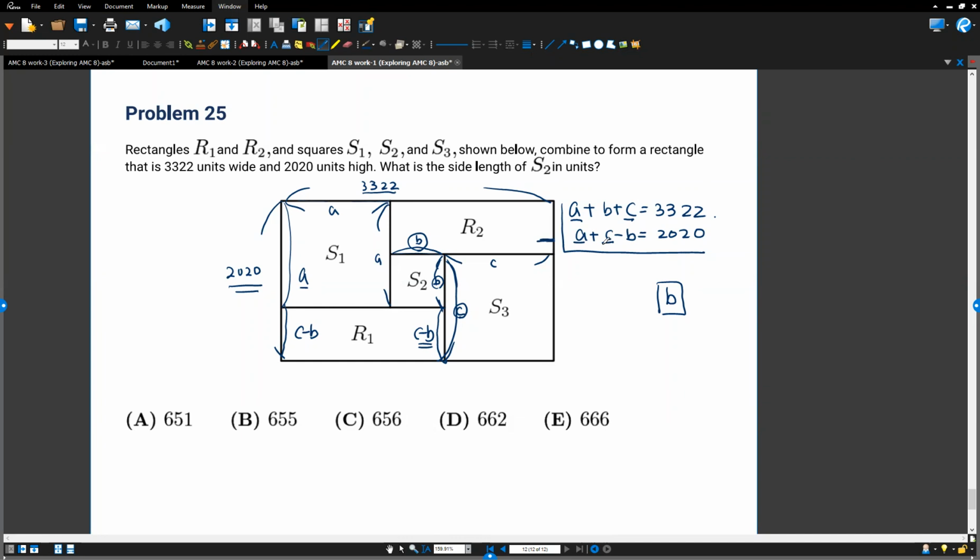We have 3 variables. Actually, we have 3 variables. We need 3 equations. But in this case, when you use subtraction, 2 variables will be gone at the same time. A minus A is 0, C minus C is 0. We got what? B minus B, 2B. That equals how much? Subtract, yeah.